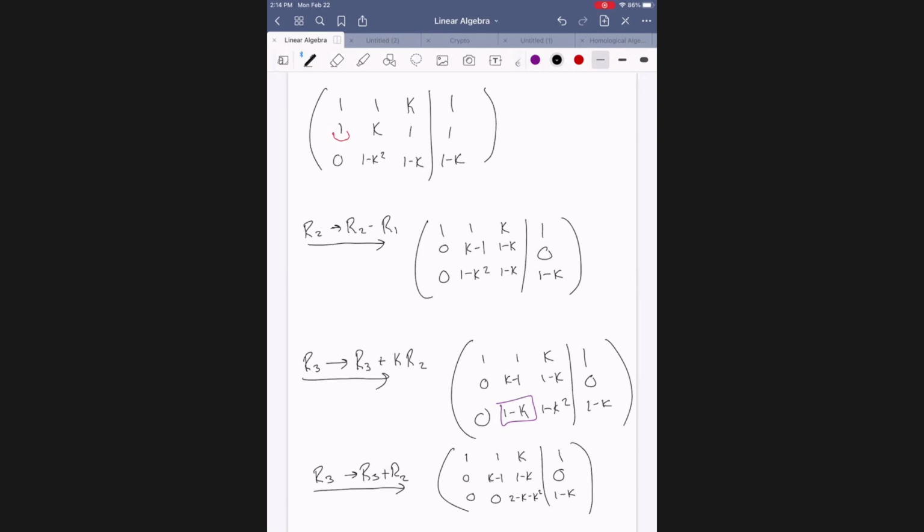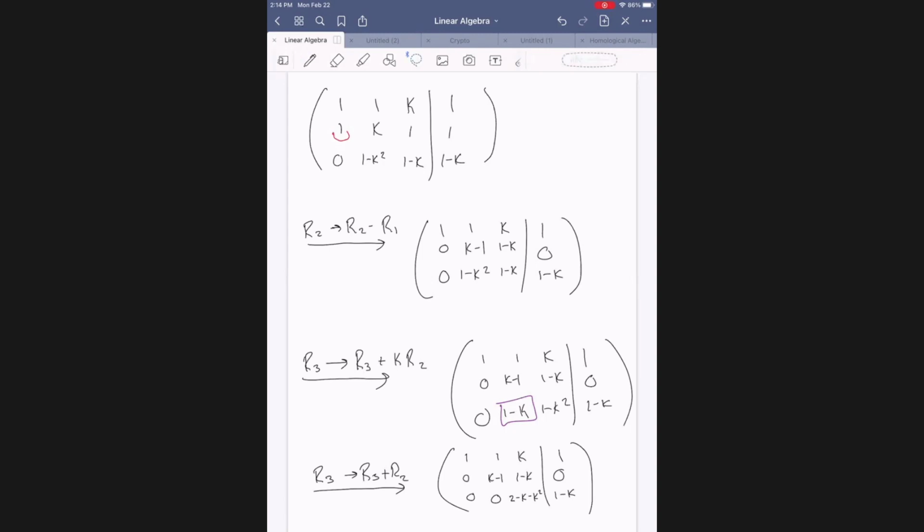So again, what are the forms that you should look for once you have an REF? When do we have infinite solutions? Like, if you had one of the rows completely what? Yeah, zeros, right? So if 2 minus k squared is 0 and 1 minus k is 0, then we have infinite solutions. So let's see when that happens.